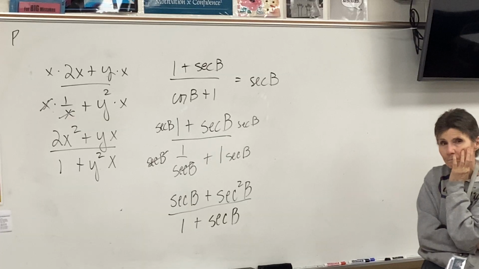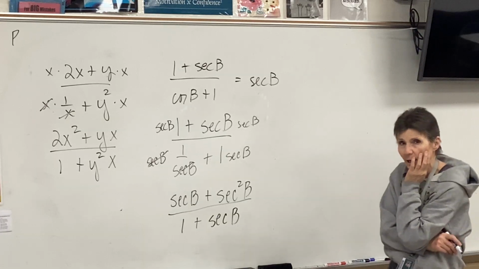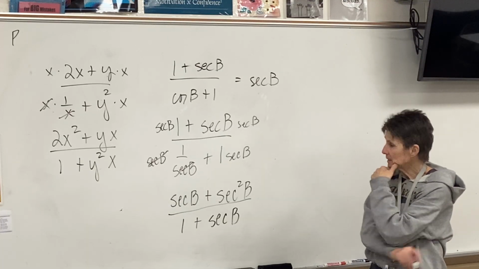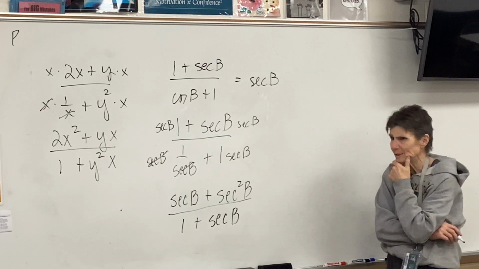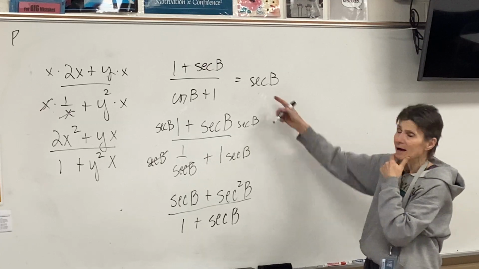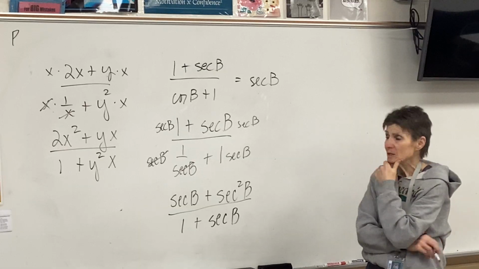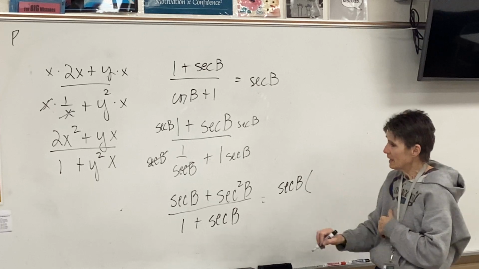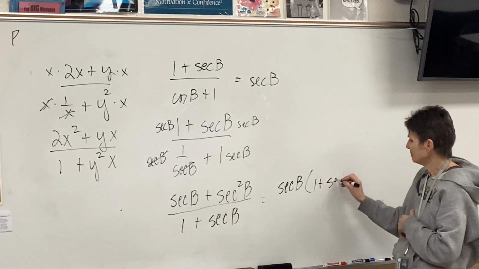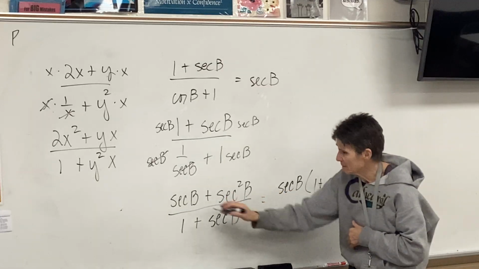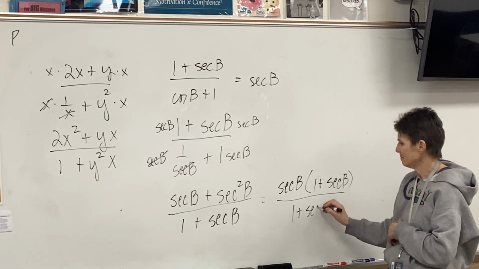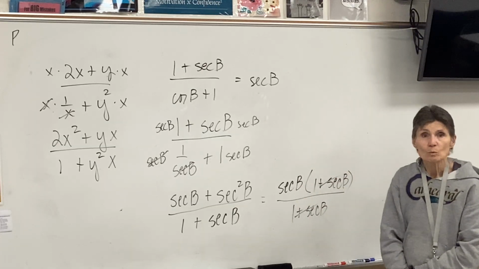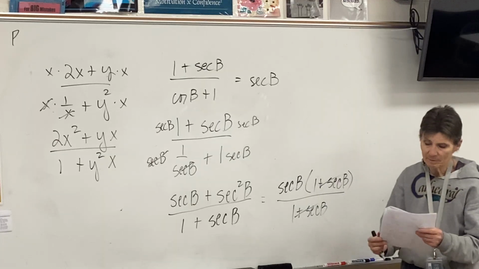Look on top. What can I do up there? I can factor out a secant. Now some of you might be thinking, oh, secant squared, that's 1 plus tangent squared. Yeah, but I don't want to do that. I want to be a secant. I do not want to be a tangent. So I'm going to take a secant out of that, and that will leave me with 1 plus secant. If I pull a secant out of my numerator, and lo and behold, what's on the bottom? And we're left with secant, which is exactly what we wanted to be left with.